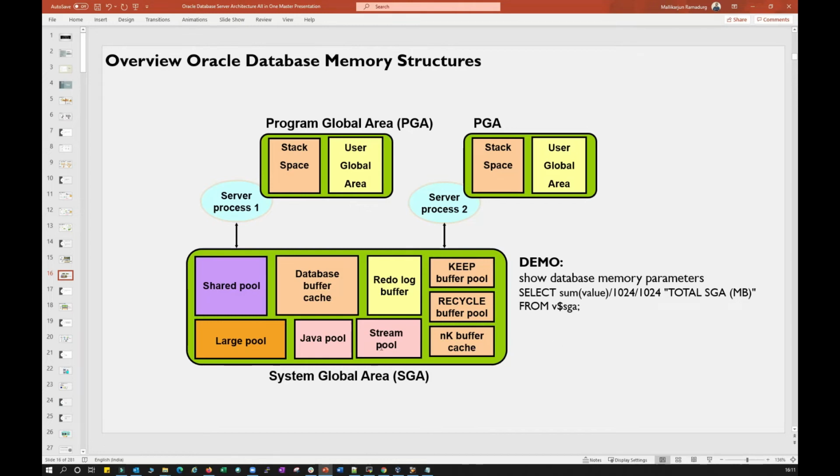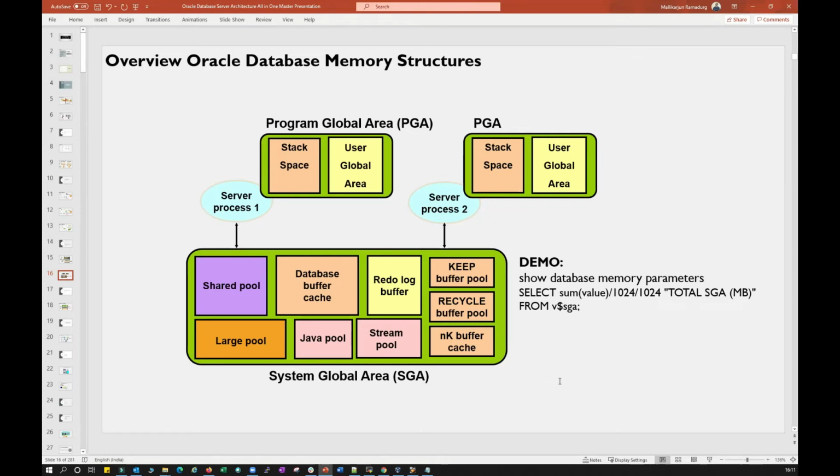And this database buffer cache has some different concepts. You can see keep buffer pool, recycle buffer pool, and nK buffer pool. The DB block size is by default 8k, and if you want a different buffer pool, like more than 8k, you can go with the nK buffer, which is higher than your usual buffer blocks. So if you don't want to use that 8k block, and you want a higher block size, you can go with nK buffer cache.